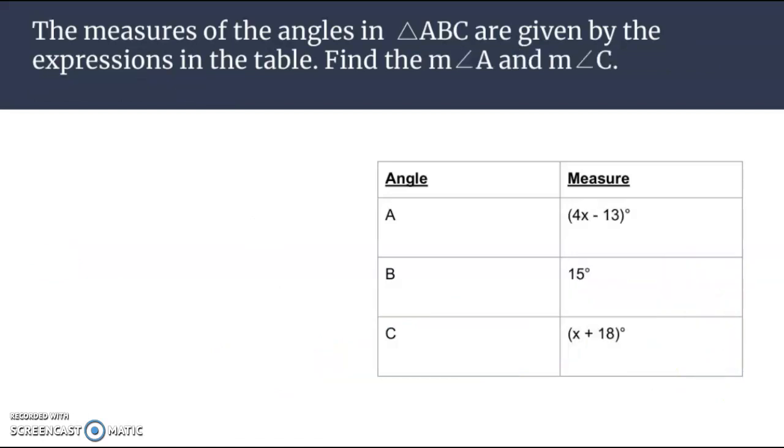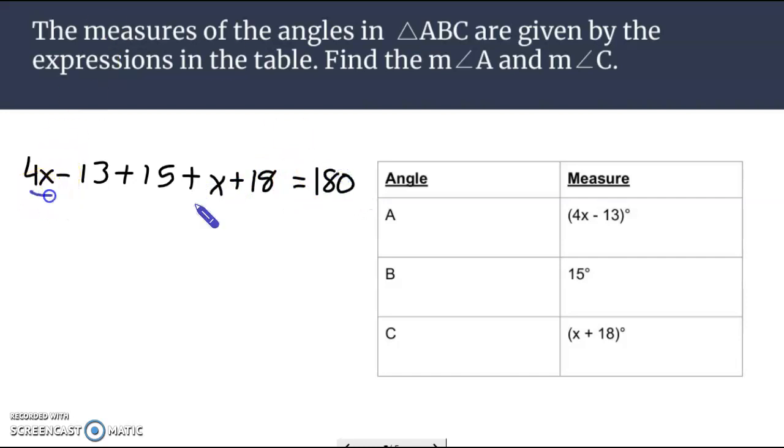Let's do one more. It says the measures of the angles in triangle ABC are given by the expressions in the table. Find the measure of angle A and the measure of angle C. They tell us B. Look at B. B is 15. So we see that right here. But the other two expressions are 4x minus 13 and x plus 18. So we're going to do just what we did in the previous problem. All those expressions are going to be added together: 4x minus 13, the 15, and the x plus 18. We're going to set that equal to 180.